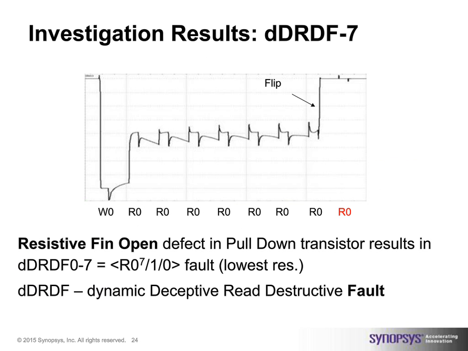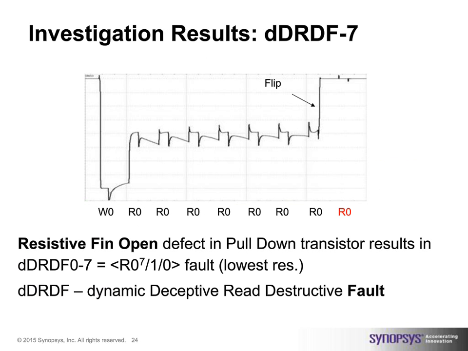This is a dynamic deceptive read destructive fault, where what's happening is that it is a deceptive read destructive fault, but a dynamic one. That is, one write, one read will not be sufficient. We need multiplicity of reads because it's happening due to the open in a fin. So a fin open with a low resistance would result in this behavior if that fin itself is in a pull-down transistor sitting in the memory cell. When I do a write 0 operation and I try to read it, initially those multiple reads will give me some intermediate level, but they are not able to flip it yet.